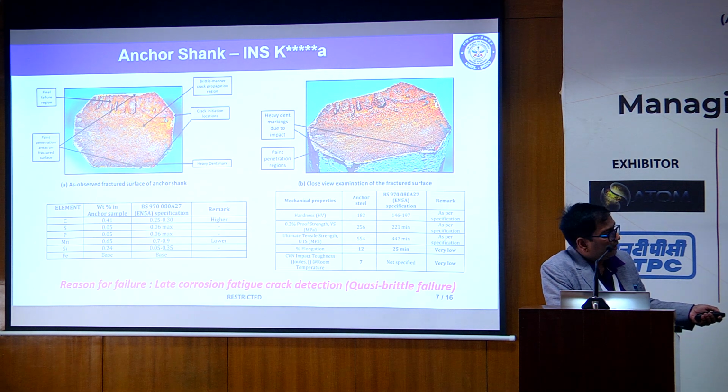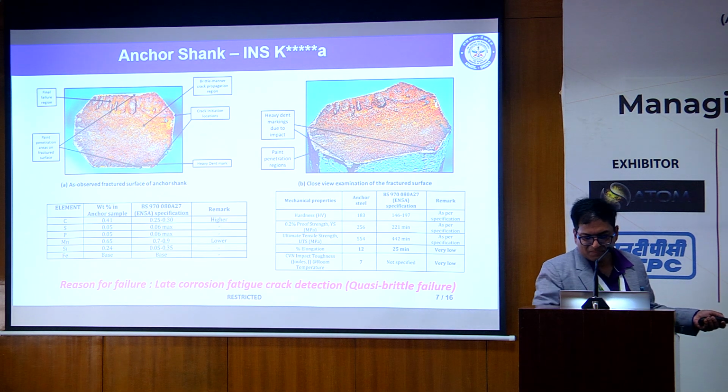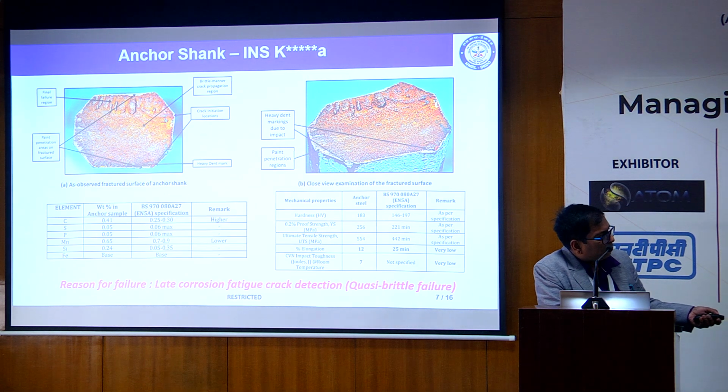Because of this, it actually caused a brittle failure of the shank. And once we did the material property analysis, we saw that even the steel over time had lost its mechanical properties also.